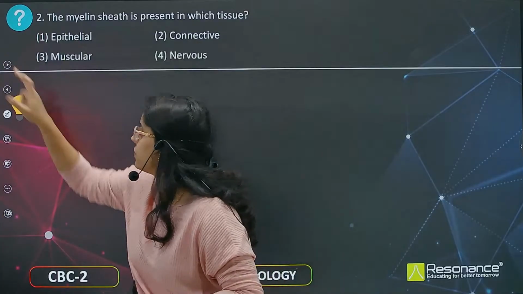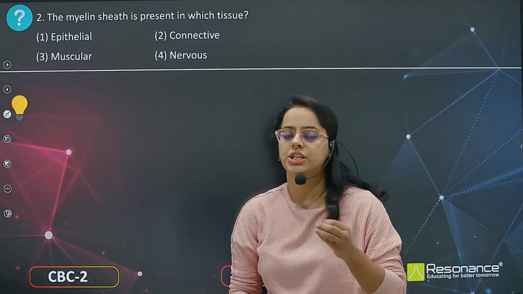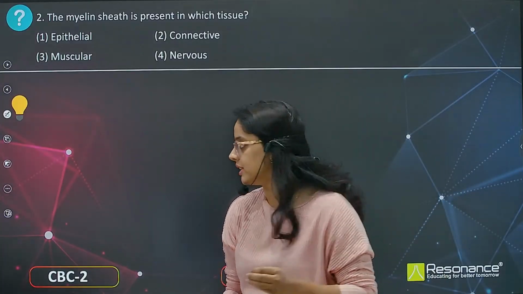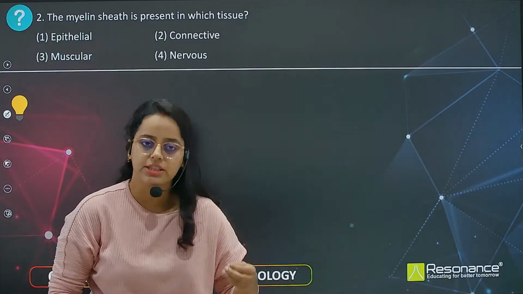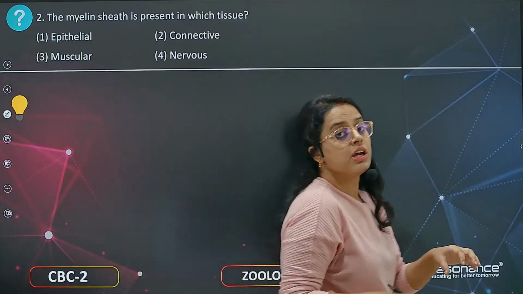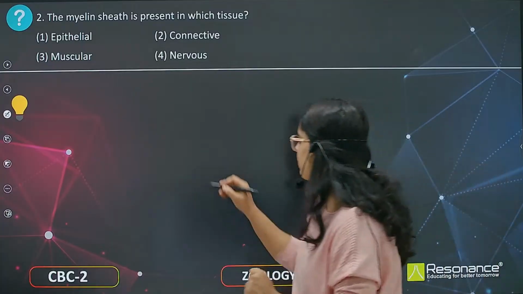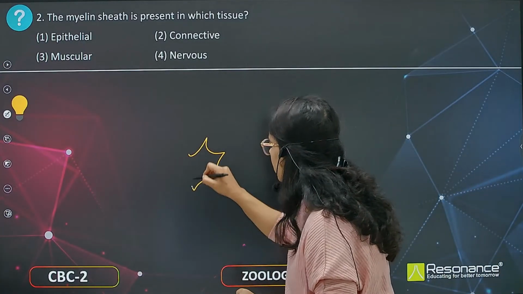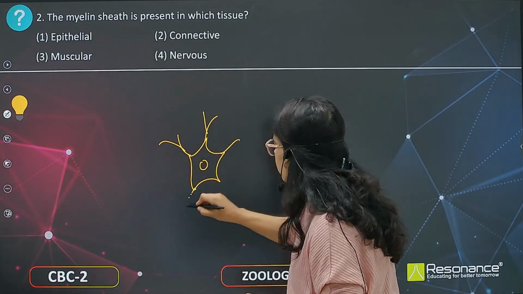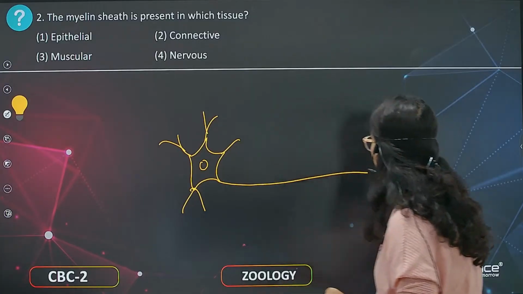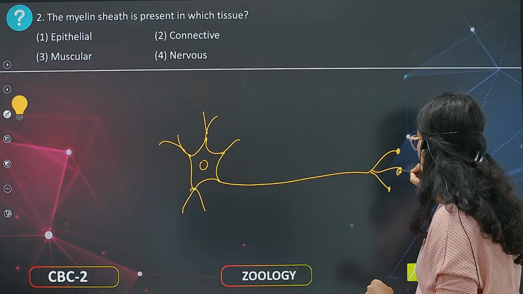Now moving forward to the next question, question number 2. The myelin sheath is present in which tissue? Myelin sheath is secreted by Schwann cells, and the Schwann cells and myelin sheath are present in nerve cells. Myelin sheath is generally present on the axon that we have discussed. So this is a neuron with dendrites. Okay, I am preparing a rough picture, and axon terminals that we have learned.